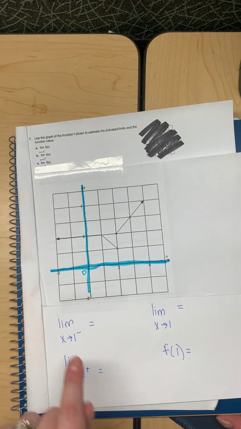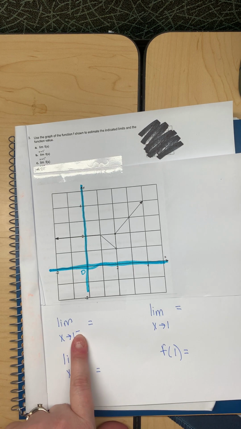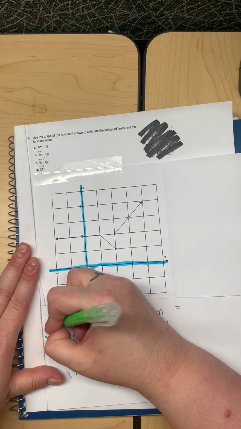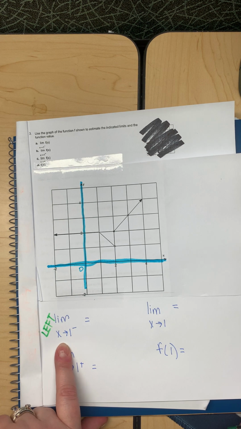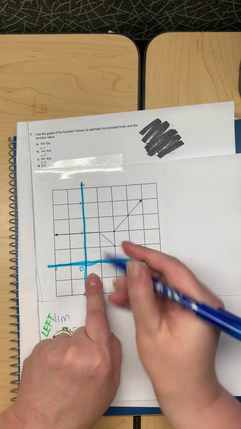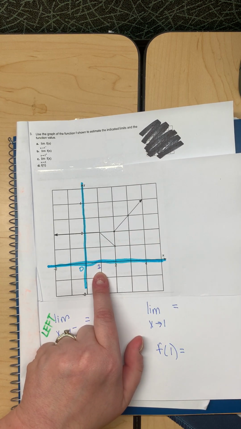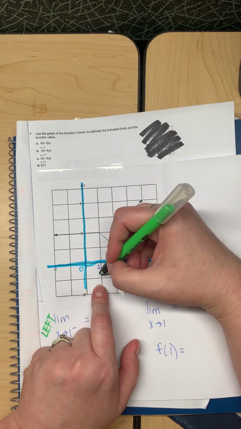Okay, so this first one, when it says 1 and then a little negative in the air, that means the left of 1. So let's find when X is 1. Here's 2, so 1 must be right here in the middle, okay? So here's when X is 1, and now we're going to label the part of the curve that's to the left of it. So here's 1.